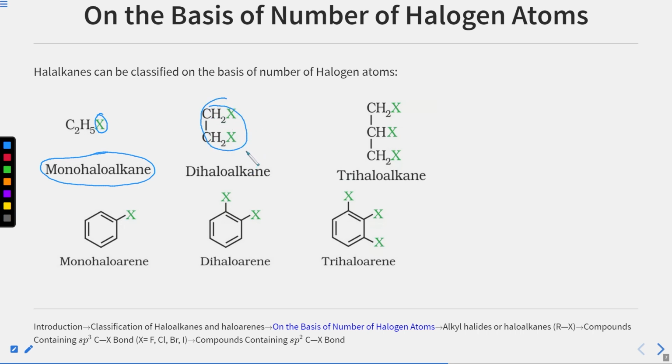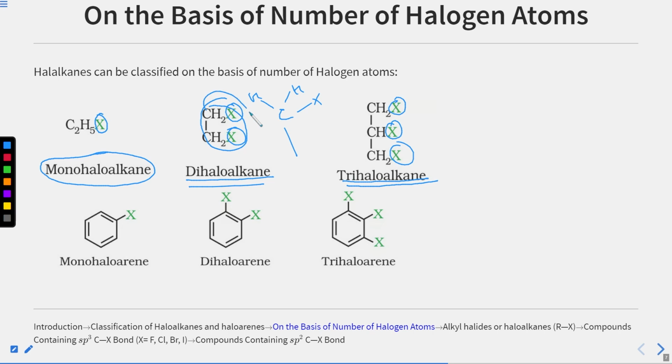Dihaloalkane means 2 halogens are present. You can see that in each of these examples we have used the term X. I have told you earlier, this X will denote any of the halogens that you think of, so do not get confused with this X. This is an example of dihaloalkane in which we have two halogens, X and X. Again we have trihaloalkane which has 3 X. In all of these three compounds, the carbon is sp3 hybridized because it is forming 4 bonds.